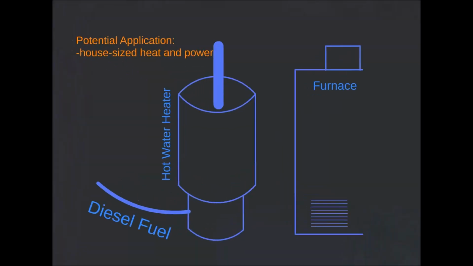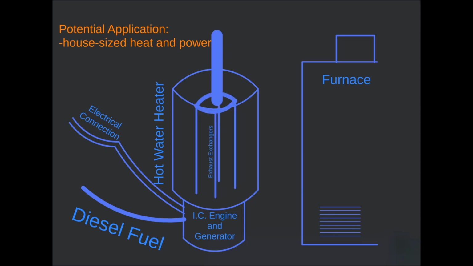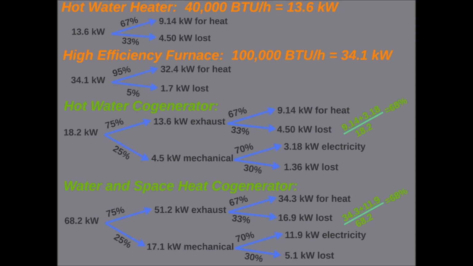This configuration is designed to run on diesel fuel or biodiesel to generate electricity along with hot water and, if required, space heating. The system would, at the least, match the efficiency of current hot water heaters, yet with a significant percentage of the output energy available as electricity rather than just low-grade heat.